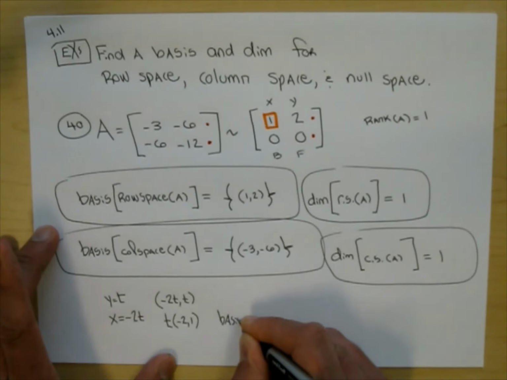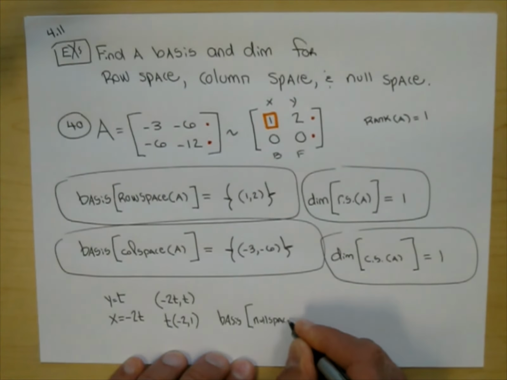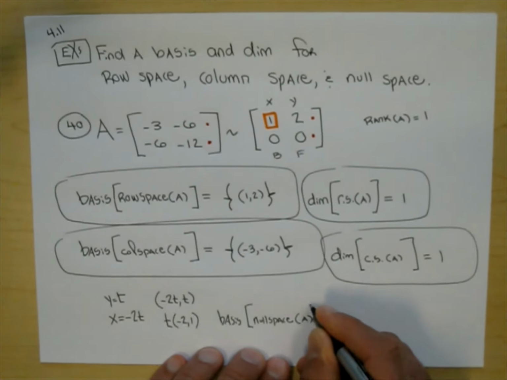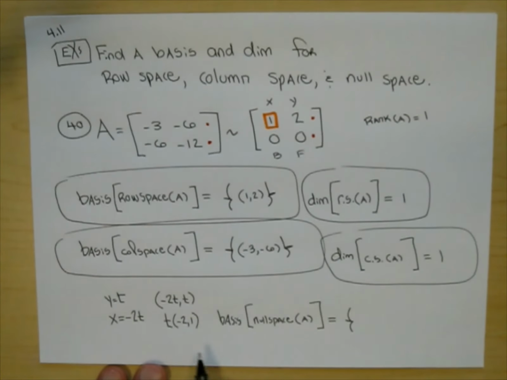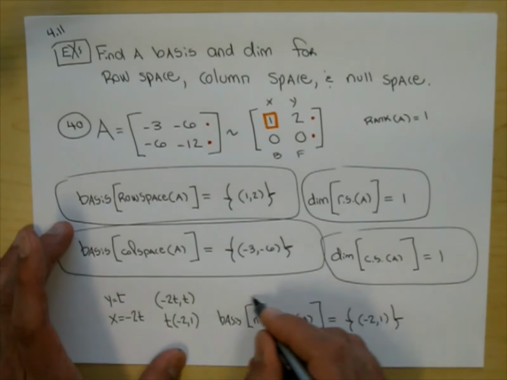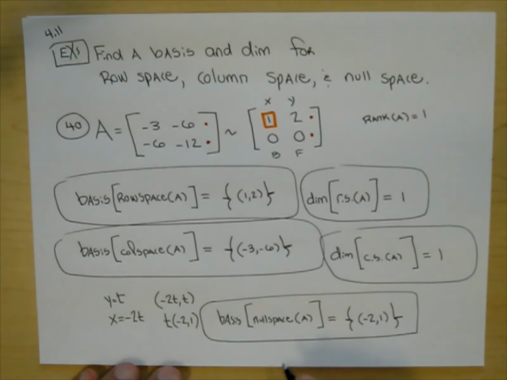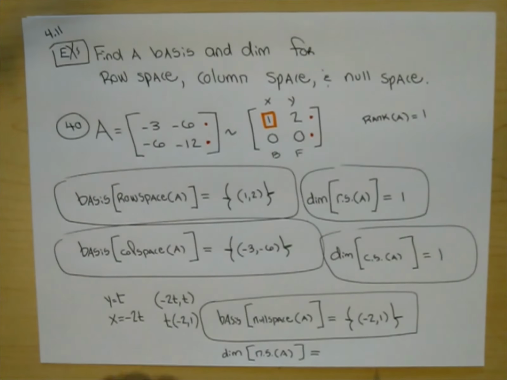So a basis for the null space of A is basically just this one vector, -2, 1. So that's that answer. And then they ask for the dimension of the null space of A. The dimension of the null space is also 1.